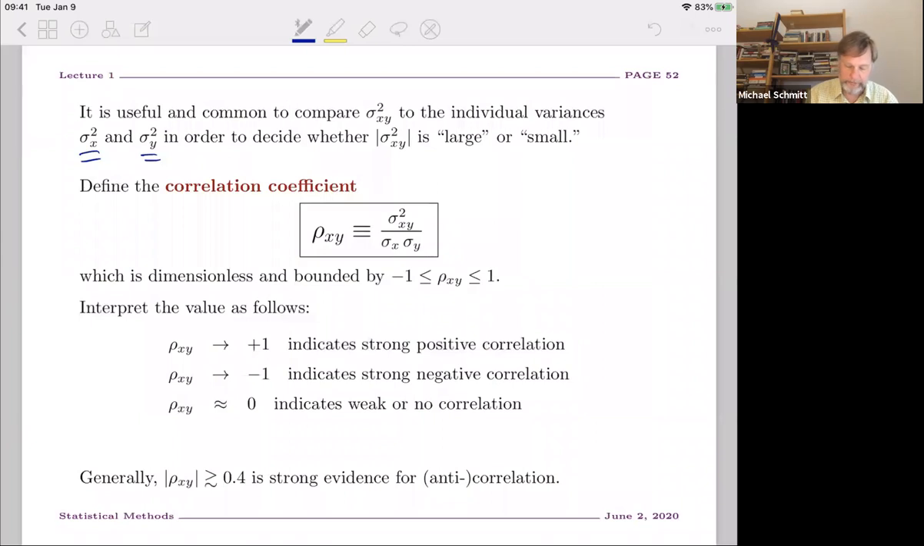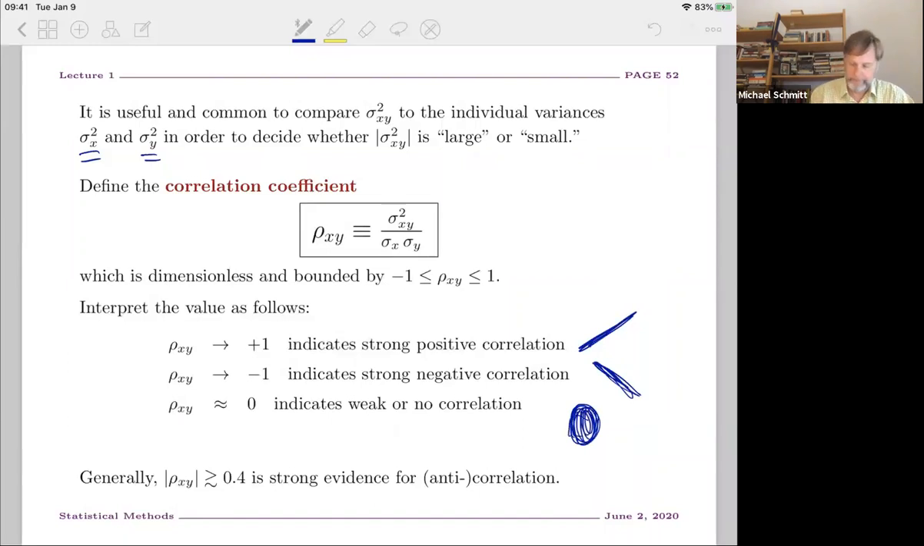And it turns out that it is bounded by -1 and 1. The correlation coefficient can never be larger than 1 or less than -1. If it's positive and close to 1, then you have a strong positive correlation. If it's negative and close to -1, you have a negative correlation. And if the correlation coefficient is essentially 0, then you have two variables, x and y, which are basically uncorrelated.